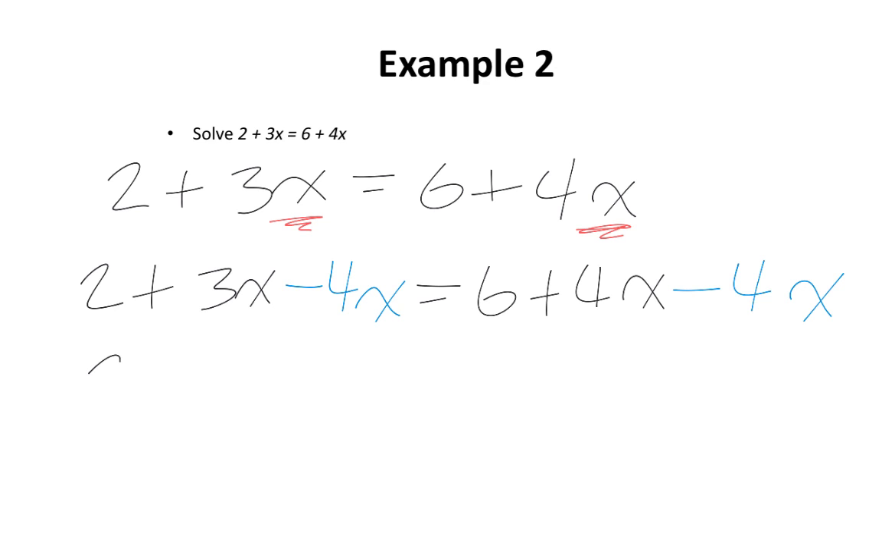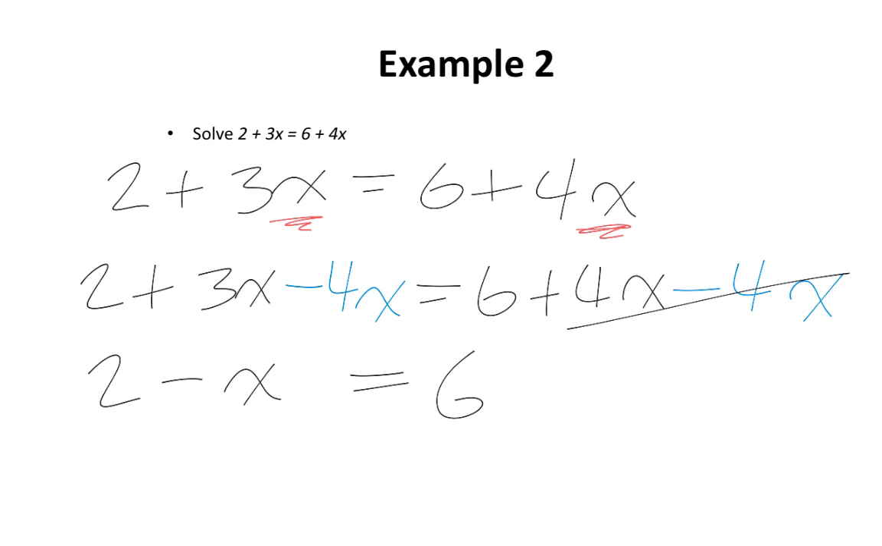Over on the left, the 2 stays exactly the same. Positive 3x subtract 4x is negative 1x. However, you do not write the 1 in. The 6 stays exactly the same, and the 4x subtract 4x cancels out.